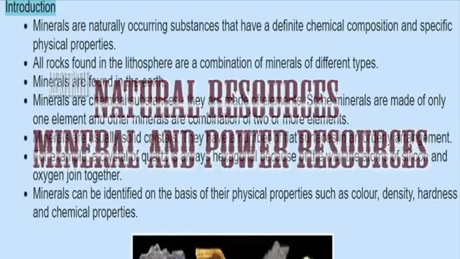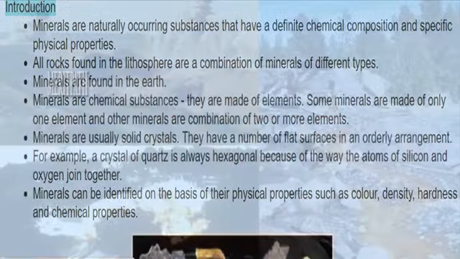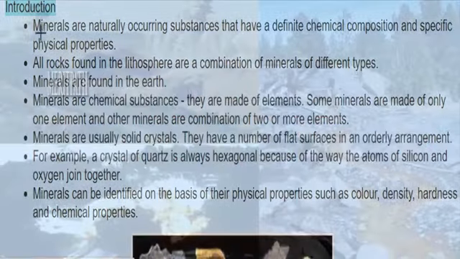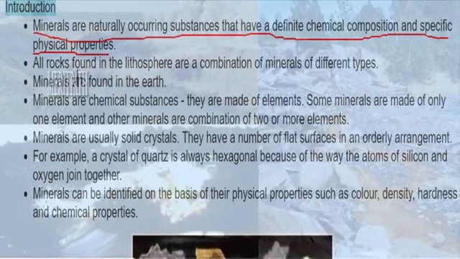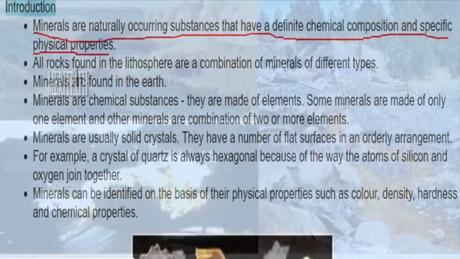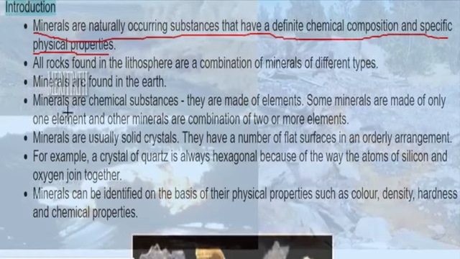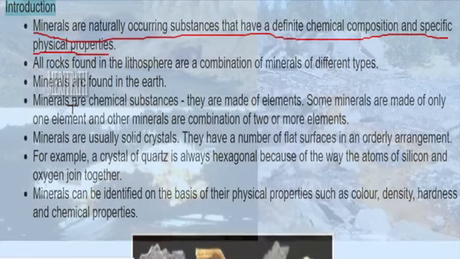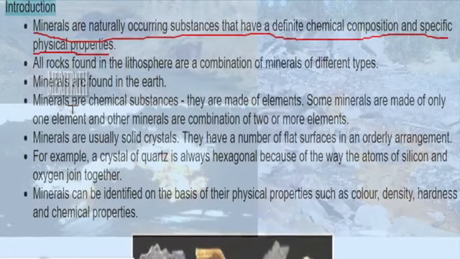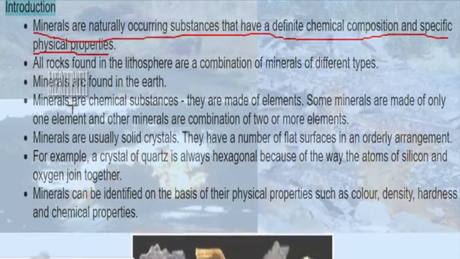Our chapter is Minerals and Power Resources. Minerals are the naturally occurring substances that have definite chemical composition and specific physical properties. Now, what do you understand when we say chemical composition and physical properties? And another important thing is that minerals are not evenly distributed on Earth everywhere in equal proportions. It is very important to identify the minerals.